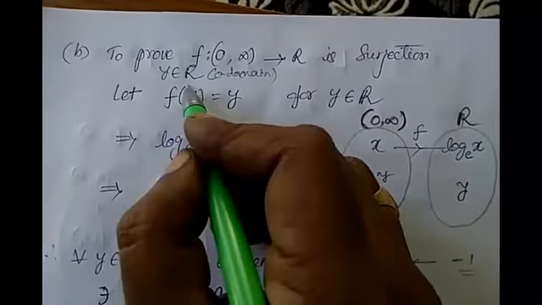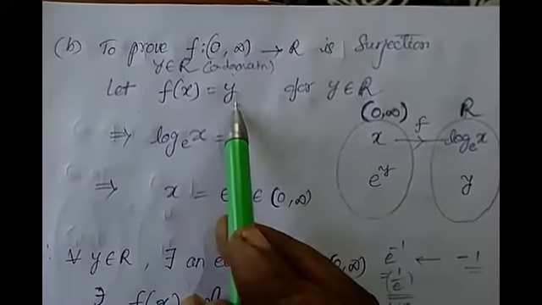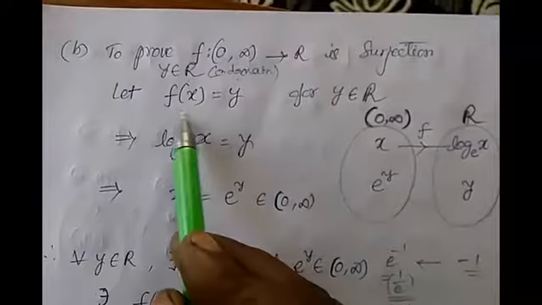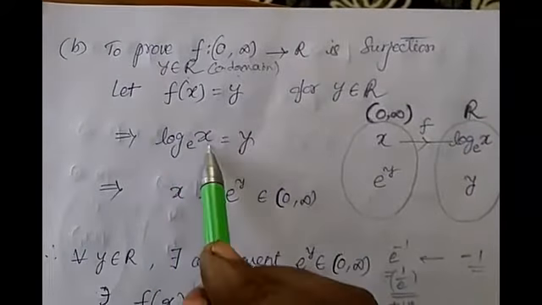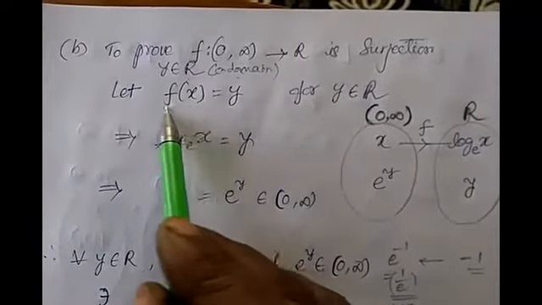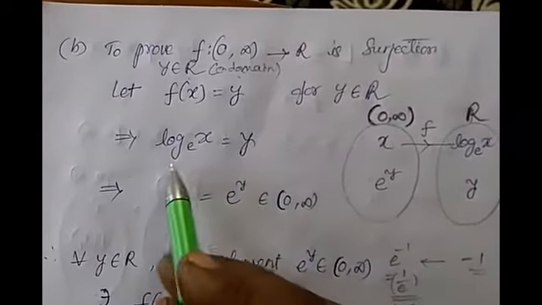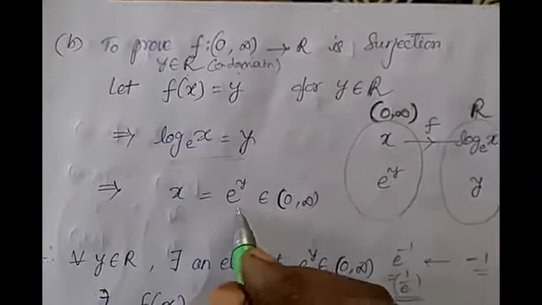Okay, y is an element in the codomain, and also f of x is equal to y. That means the image of x is y. Now, what is the definition of f of x? f of x is equal to log x base e. So substitute the f of x value: log x base e is equal to y. By the logarithm definition, we know that x is equal to e power y.